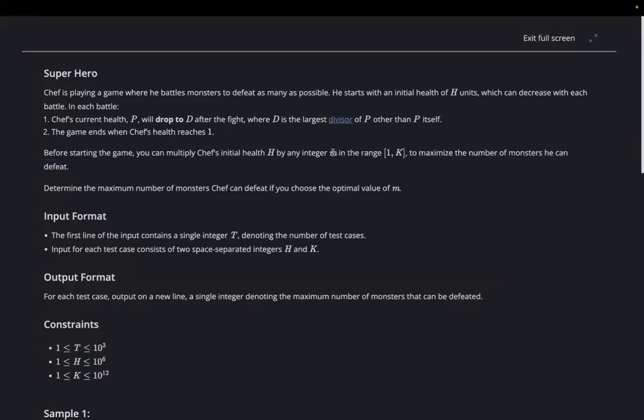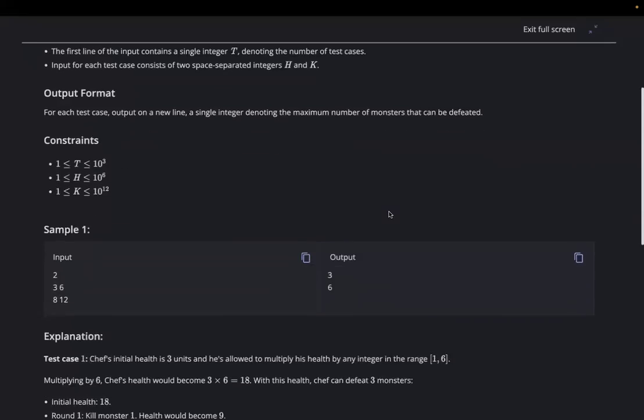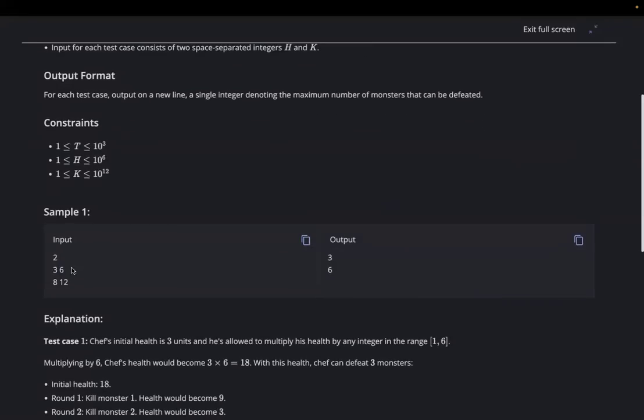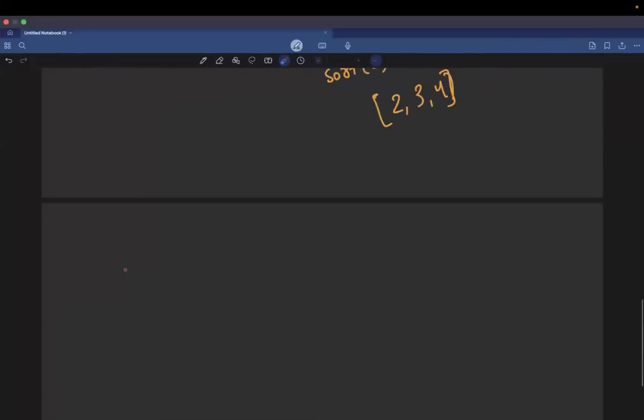So he would choose a value of m so that h times m makes sure that he can defeat as many monsters as possible. We have to determine the maximum number of monsters chef can defeat if we choose the optimal value of m. Let's take an example. If you had 3 and the value of m can be as large as 6.